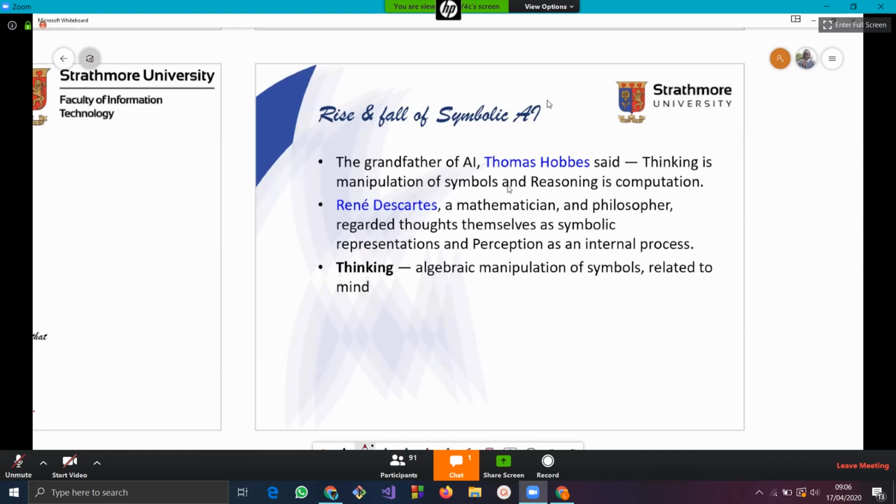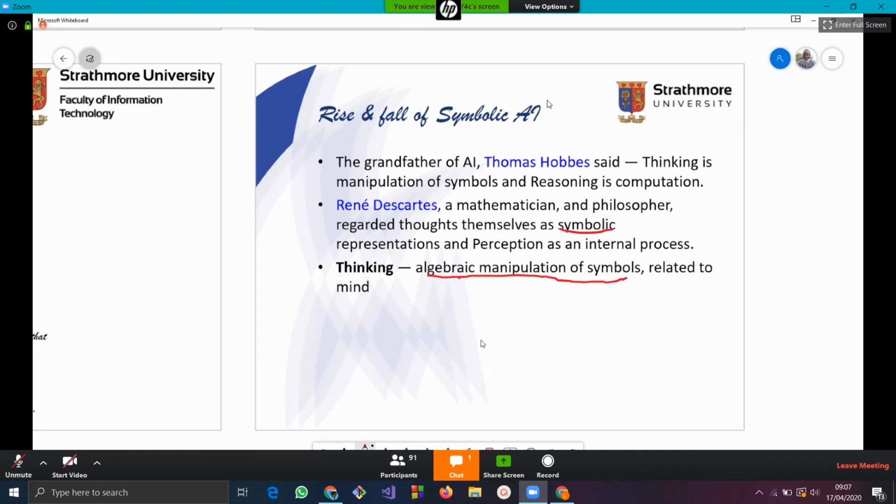He's also a mathematician. Remember, this is in the 16th century. The guy really talked about these symbols. So the issue here is majorly symbols. That's why it's also called symbolic AI. This is like the main thing, okay? So we need to represent symbols and manipulate the symbols. So what is thinking? It's the algebraic manipulation of symbols.